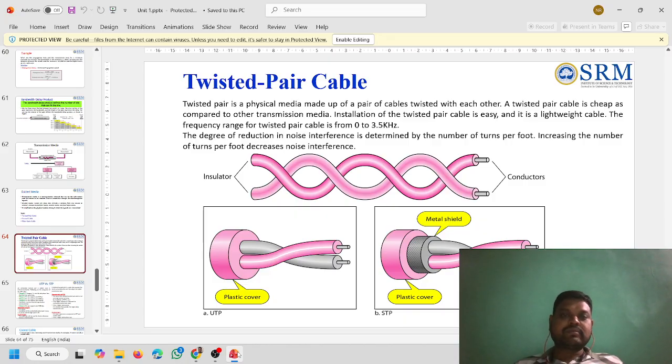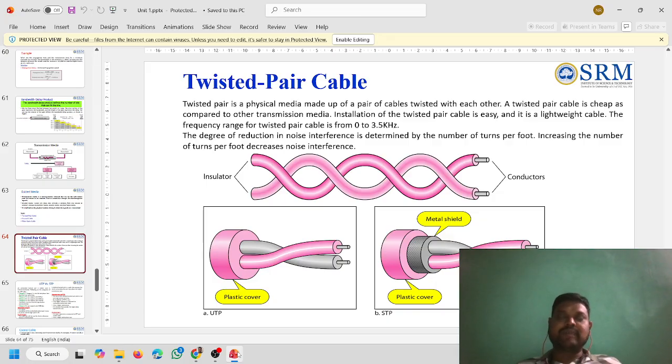Even in your homes, you can see that most of the electrical cables are twisted. The frequency range of the twisted pair cable is from 0 to 3.5 kilohertz. The number of turns in the twist will determine the noise interference, and will reduce the noise interference.